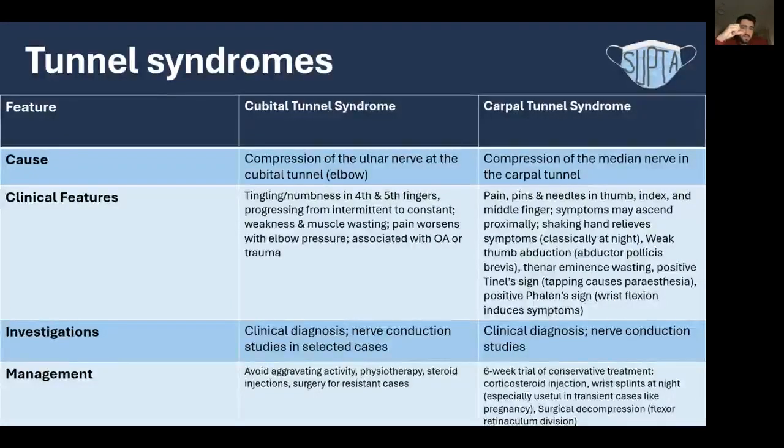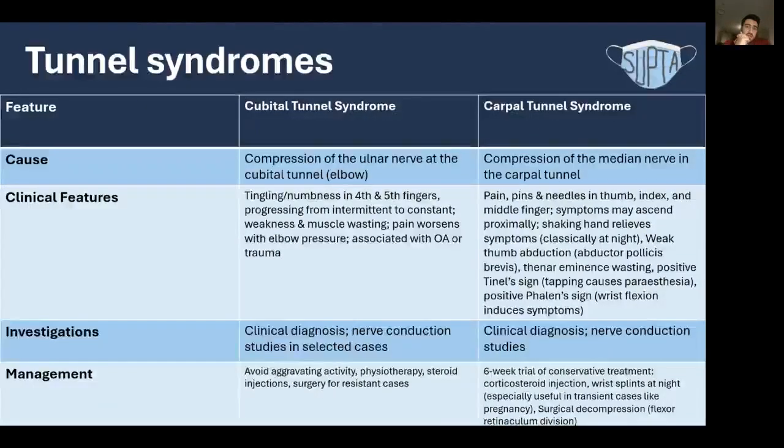Basically, it's a narrowing of the tunnel, the space that the nerves and the tendons pass through. So in cubital tunnel syndrome, we get compression of the ulnar nerve at the cubital tunnel at the elbow, and it gives a tingling numbness sensation in the fourth and fifth finger, which can start intermittently and then become more constant as it progresses. You may get weakness, muscle wasting in the thenar eminence. Pain worsens on elbow pressure, and it is sometimes associated with osteoarthritis or trauma.